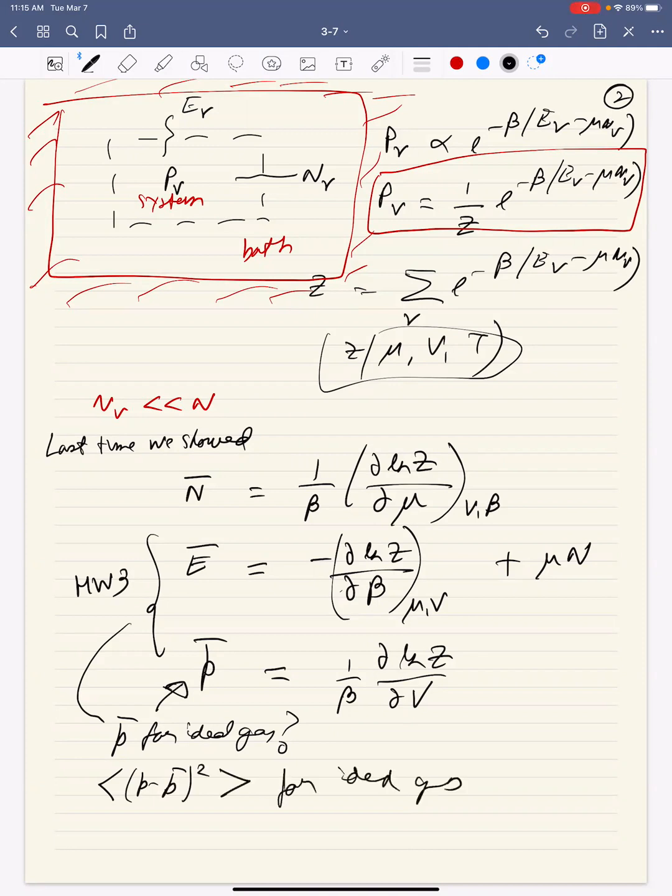So what do you expect the answer should be for an ideal gas, the value of P bar? nRT by V, right? Ideal gas law. What do you expect for the second one? The fluctuation in an ideal gas. How much should it be?